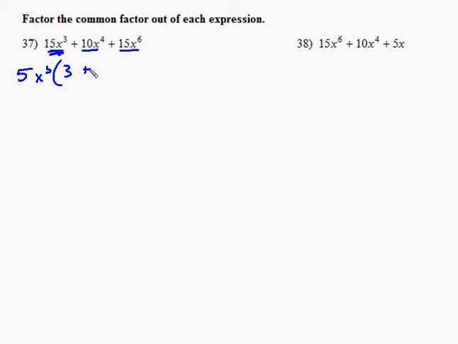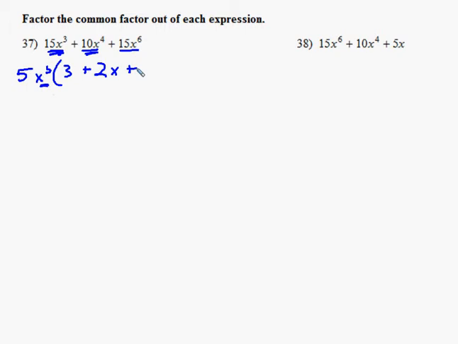And we think, 5x cubed times what gives 10x to the fourth? Well, to get the 10, we need a 2. 5 times 2 is 10. And then x cubed times what gives x to the fourth? Well, that's just another x. So we have 3 x's already out here. We need one more to get to the fourth.